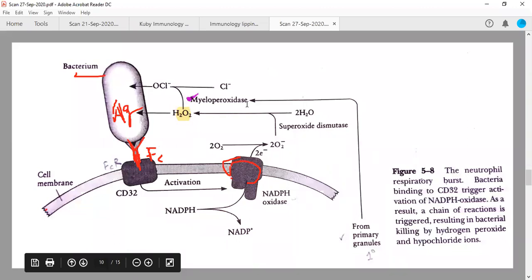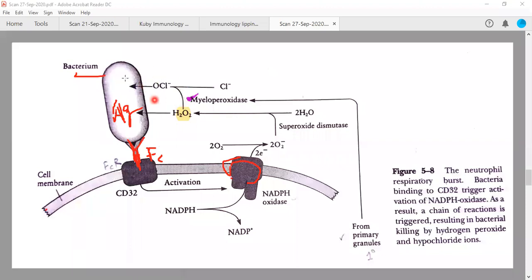As you can see this arrow, the myeloperoxidase is coming from the primary granules, which are present inside the cell cytoplasm. This myeloperoxidase is generating a harmful bactericidal compound called hypochlorous acid, and this will kill this antigen or this bacterium. So that's how neutrophils are able to kill bacterial cells by the process of phagocytosis or by releasing their enzymes in the surrounding environment so that they can kill a large number of bacteria.